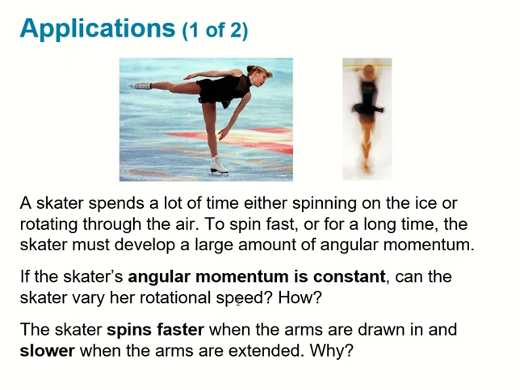If the skater's angular momentum is constant, can the skater vary her rotational speed? If you want to keep that angular momentum constant, can you vary the rotational speed, and how do you do that? The skater spins faster when the arms are drawn in, and slower when the arms are extended. That's because the body mass, if you keep it all together, is faster. If you change the shape of the body, extending it outward like a disc, then it gets slower. So a sphere is always faster than a disc.